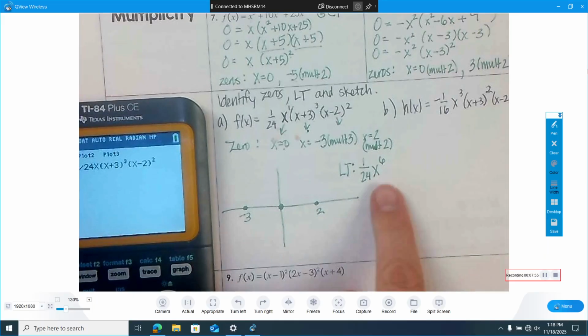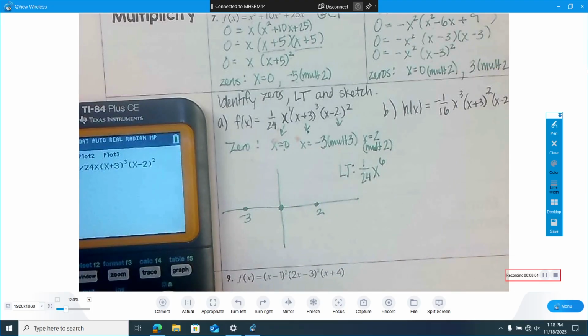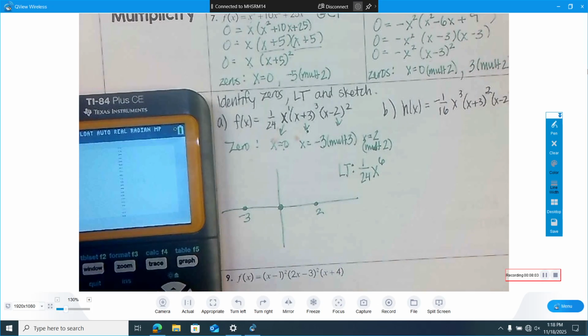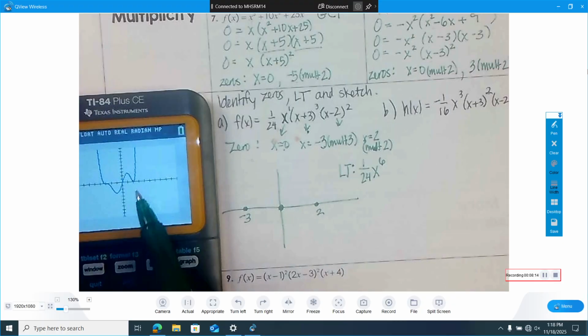And so what do we know when it's x to the 6th power? What should the arrows do? Yeah, they should both be arms up, right? Okay, let's see what this looks like, because it's quite interesting. Ooh, interesting. What happened at the 2? It went all the way up.